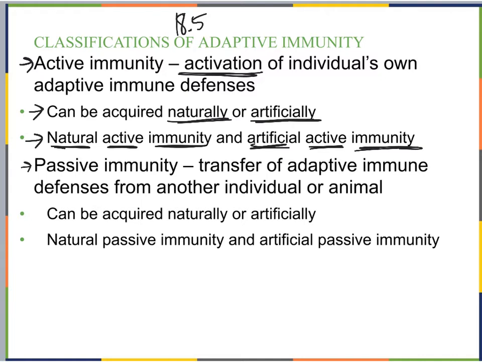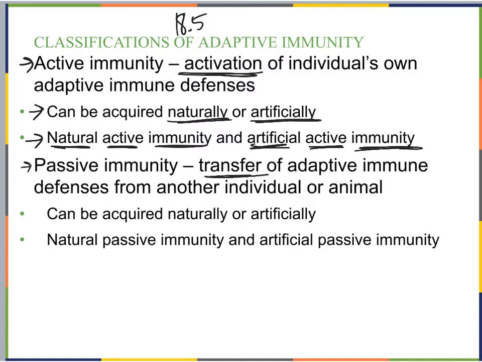Now the other side to that is passive immunity. When we have passive immunity, this is when we have the transfer of adaptive immune defenses from another individual or another animal. In this case, what we're going to be talking about is an antidote, for example. If there's some particular type of toxin, say snake bite venom, in the body and it's going through the body and you go into the hospital or a clinician, and then they give you antivenom, for example, to try to stop the damage of that toxin, this would be passive immunity.